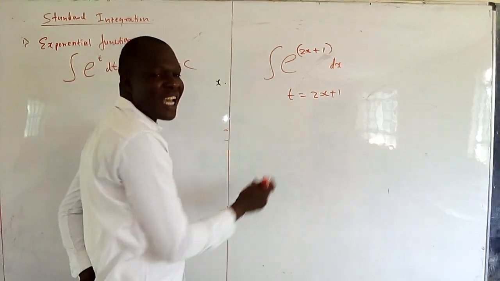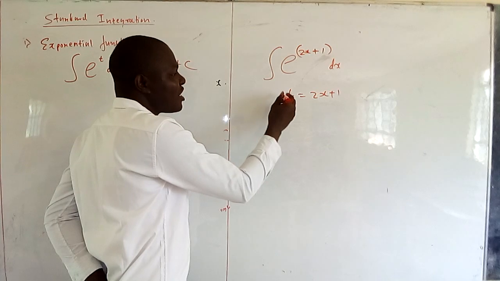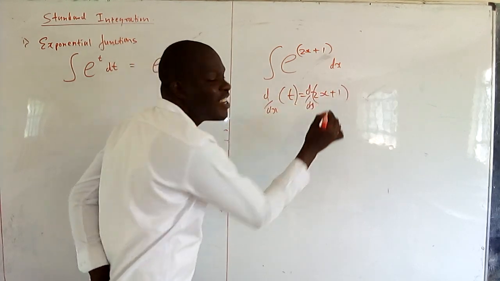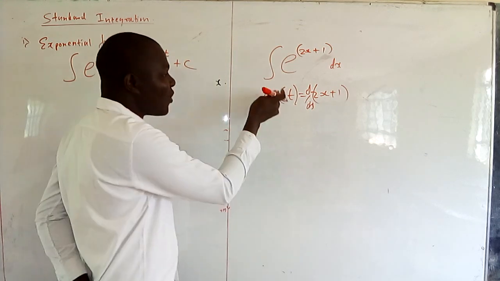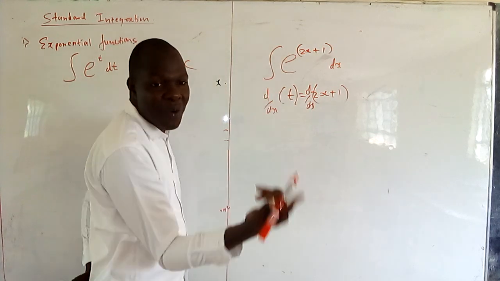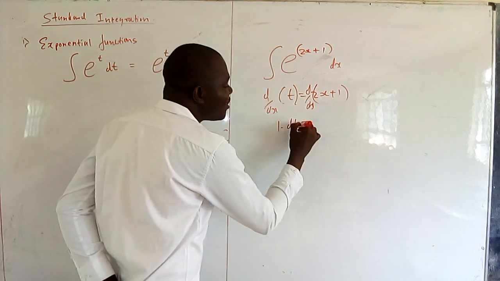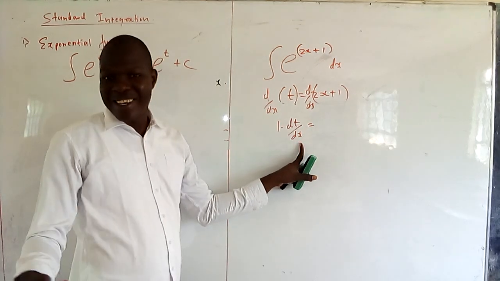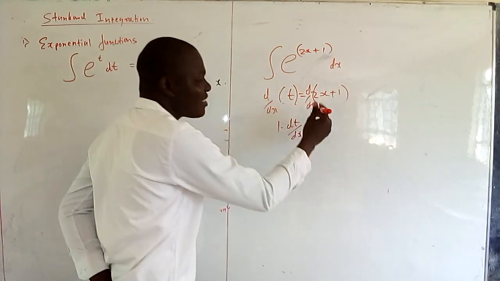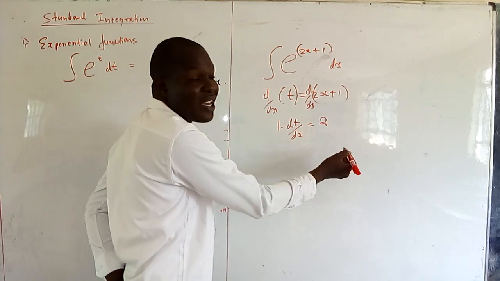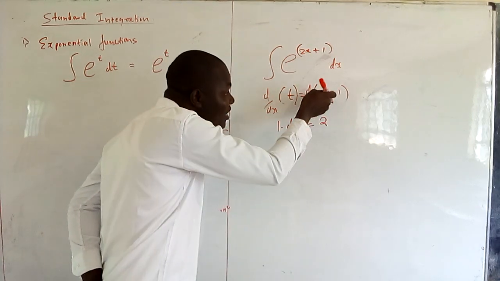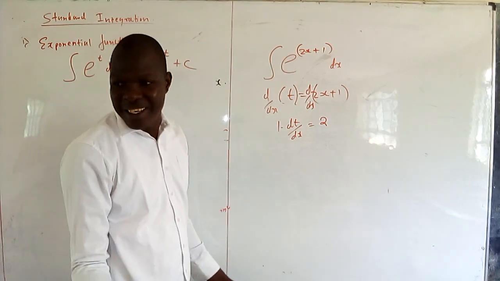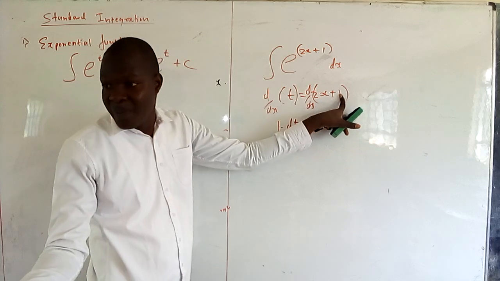We differentiate both sides with respect to x. That is implicit differentiation. You introduce d/dx on both sides of the equation. If you differentiate t, you remain with dt over dx, because you are differentiating t with respect to x. If you differentiate 2x, you get 2, then you remain with dx over dx, because we are differentiating an x variable with respect to x, so dx over dx is 1, silent. If you differentiate a constant, you get 0.